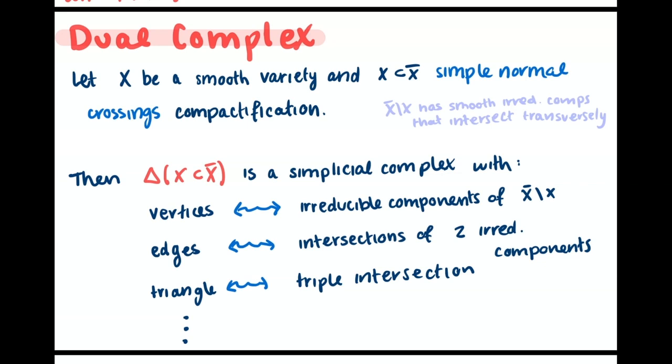Then how do I define this dual complex delta associated to the compactification X bar? This is a simplicial complex where the vertices correspond to the irreducible components of the boundary. Then I'm going to make an edge whenever I have an intersection of a pair of irreducible components. The next step is that I make a triangle whenever there's a triple intersection, and so on. Whenever you have an intersection of the irreducible components, then you just make a simplex of the appropriate size. And that is the dual complex.